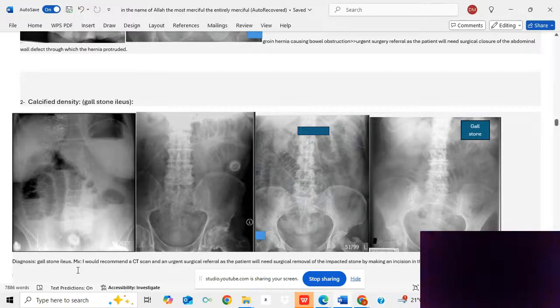How to manage? I would recommend a CT scan and an urgent surgical referral, as this patient will need surgical removal of the impacted stone by making an incision in the bowel wall. This is called enterolithotomy. Enterolithotomy and surgical removal of the impacted stone.